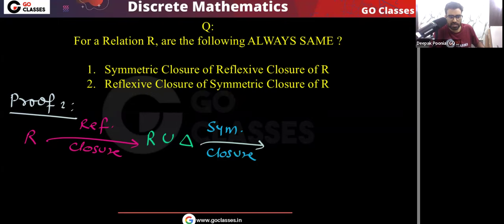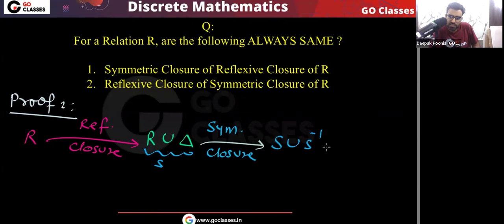So what will you get? Remember, the symmetric closure will not disturb this delta. Think of this as S. Okay, so what will the symmetric closure be?